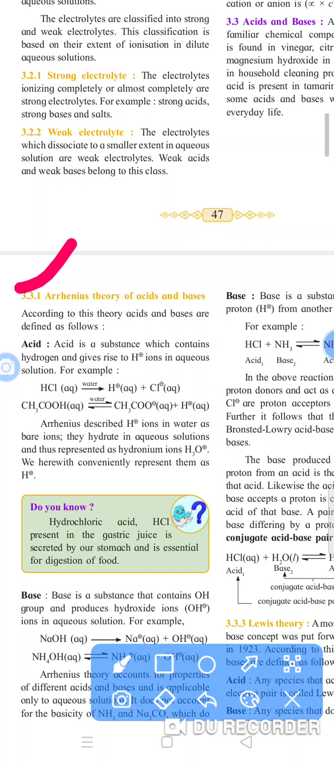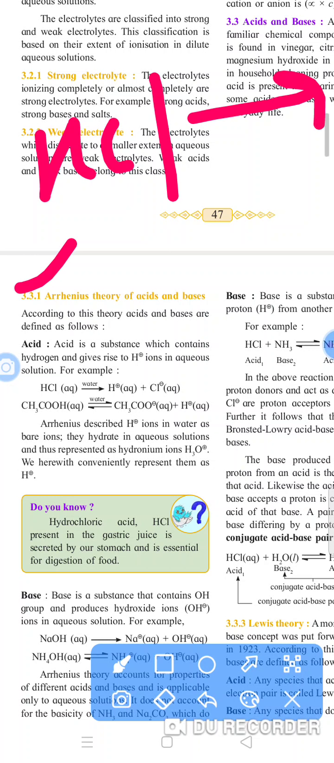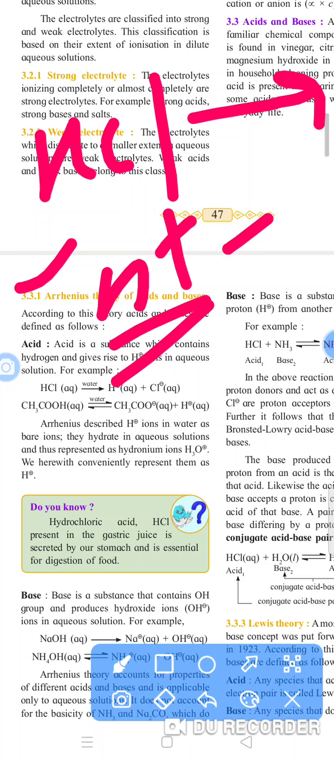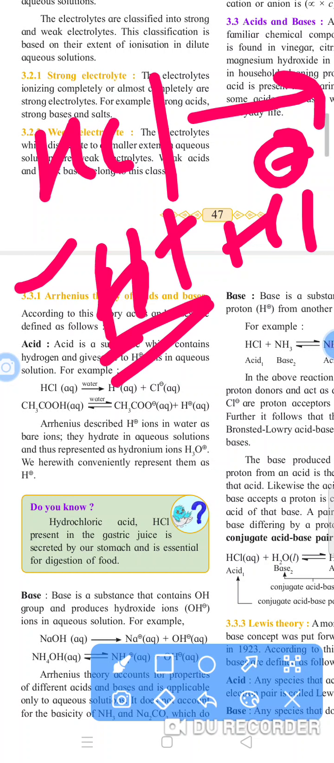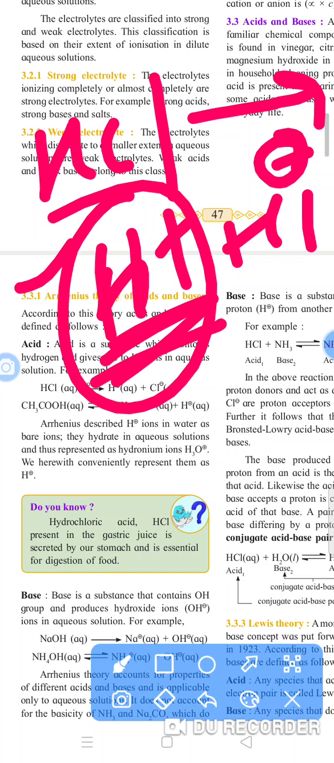For example, HCl is an acid because when dissolved in water, in aqueous solution, it gives the H plus ion and Cl minus ions, but we are dealing with only H plus ions. So substances which contain hydrogen and give H plus ions are acids. HCl contains hydrogen and gives H plus ions, so it is an acid.